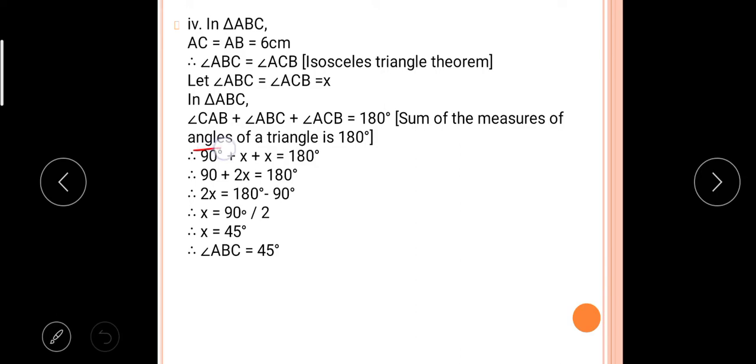Now angle CAB plus angle ABC plus angle ACB is equal to 180. That is the sum of the measures of the angles of a triangle. And therefore 90 degree plus x plus x, 90 plus 2x is equal to 180. So x you will get as 45 degree. So in this way you can easily find out.